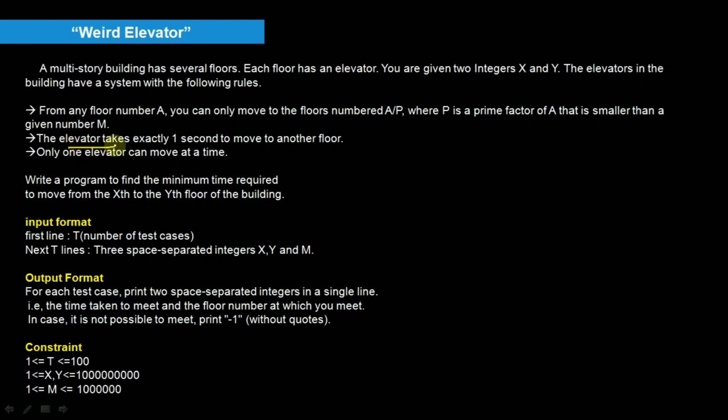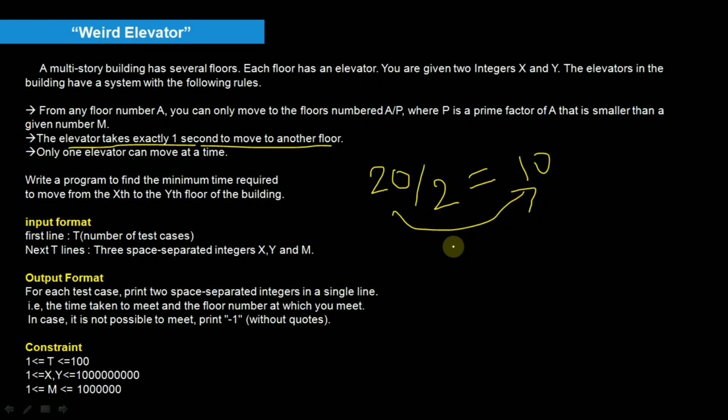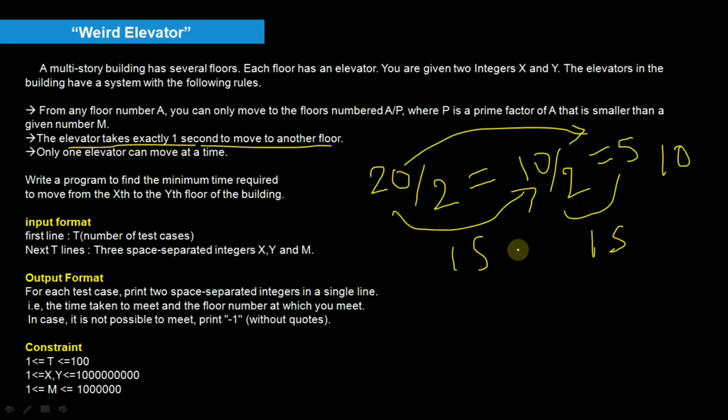It is saying the elevator takes exactly 1 second to move to another floor. So in the previous example we have seen we are going from 20 to 20 by 2, that is the 10th floor. So from 20 to 10th it will take 1 second. If you want to go further, we will divide it by 2 because 2 is a prime factor of 20 and is less than M. So we will go to the 5th floor, and from 10 to 5th it will also take 1 second. So from 20 to the 5th floor it will take 2 seconds.